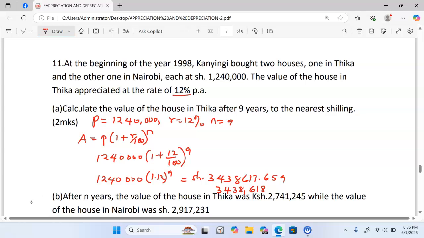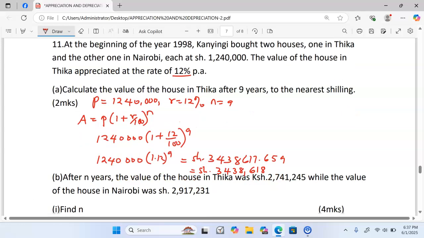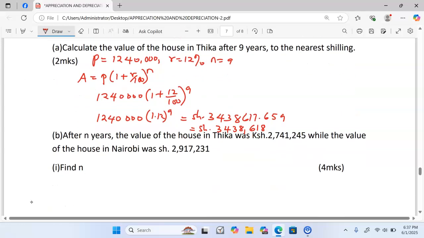We move to part B. In part B, after n years, the value of the house in Thika was 2,741,245, while the value of the house in Nairobi was 2,917,231. Find the value of n.